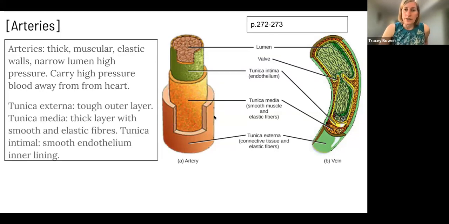So the layers on here that you will need to know: the tunica externa is the tough outer layer. The tunica media is the thick layer with smooth muscle and elastic fibers. And then the tunica intima is the smooth endothelium lining. This is the thicker muscular layer, and this is the tougher outer layer here, the tunica externa. And the tunica intima also has some elastic fibers in there.